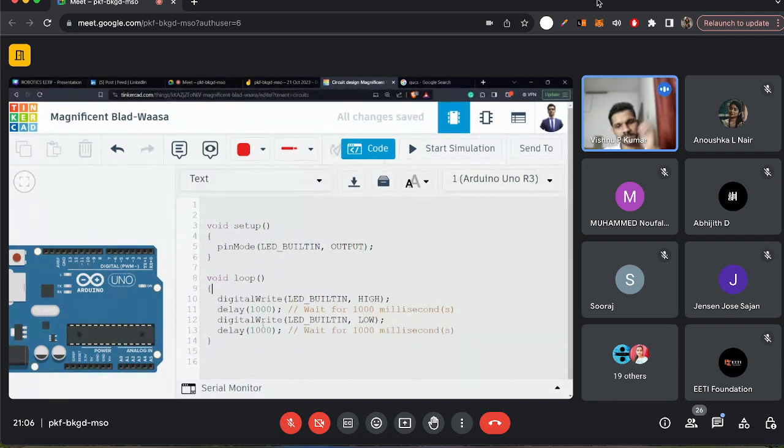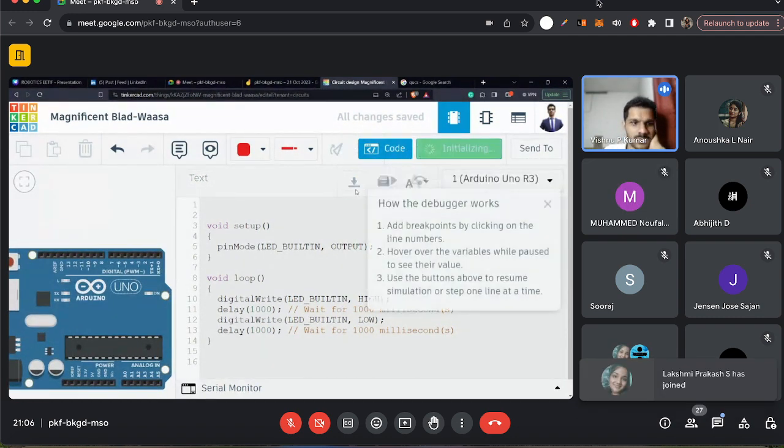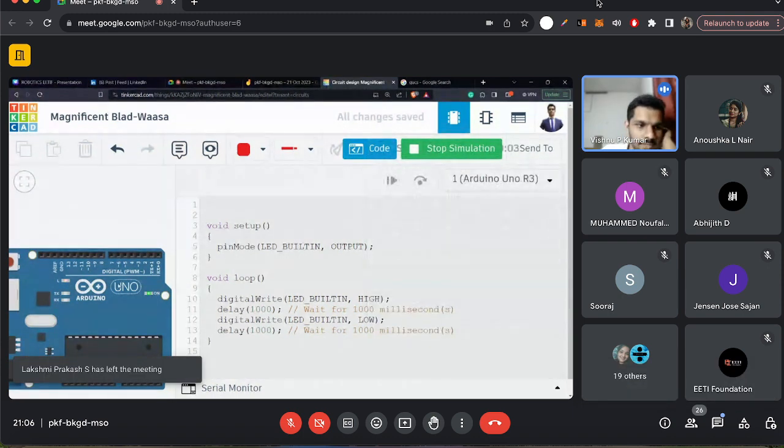When we say digitalWrite, the pin number we mention will get whatever signal we have written over here. High is there, low is there. High means 5 volts, and low means 0 volts. So I'm clicking on start simulation and the LED is blinking with a 1 second delay in between.